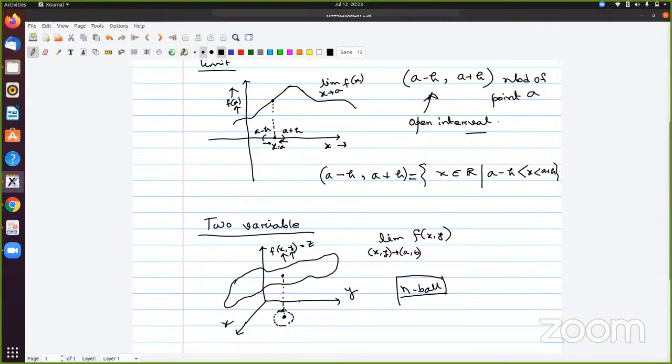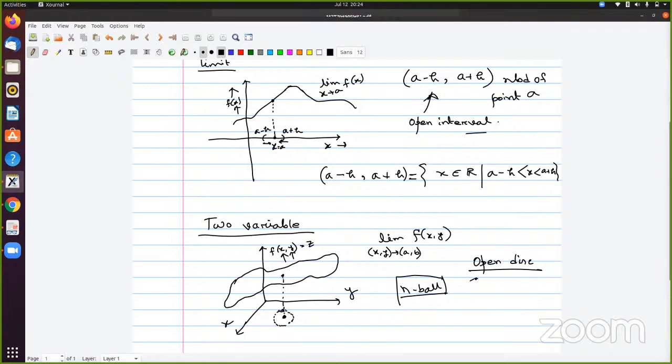Okay, that is the open ball. Why is it open? Because we don't consider the boundary, because we don't need that. We only need what happens in between. That is enough. That's why in one variable we consider an open interval, and in two variables an open disk.